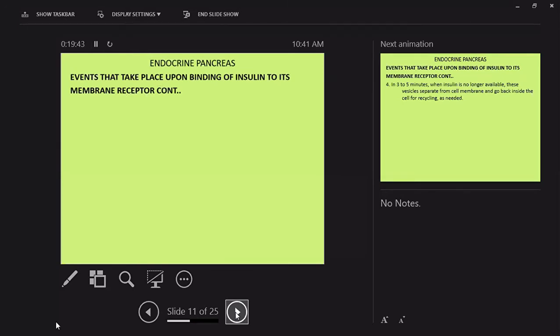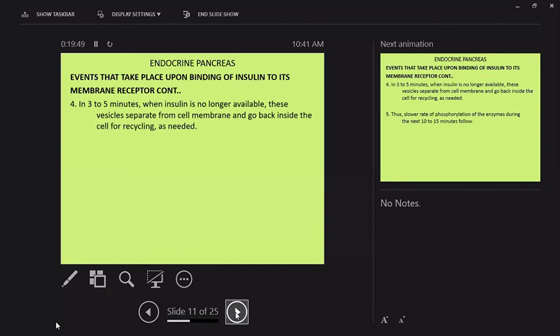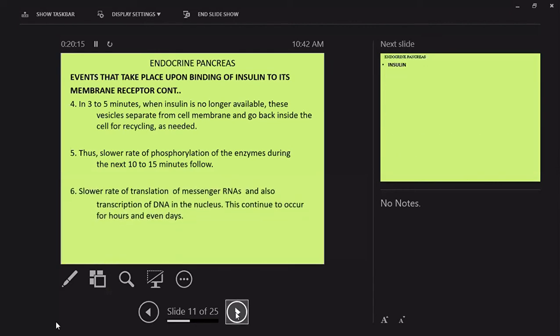Events that take place upon binding of insulin to its membrane receptor continue in 3 to 5 minutes. When insulin is no longer available, these vesicles will separate from the cell membrane and go back inside the cell for recycling if needed. Thus, a slower rate of phosphorylation of the enzymes during the next 10 to 15 minutes will follow, then a slower rate of translation of messenger RNA and also transcription of the DNA in the nucleus. These continue to occur for hours and even days.